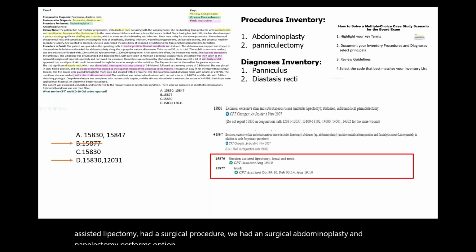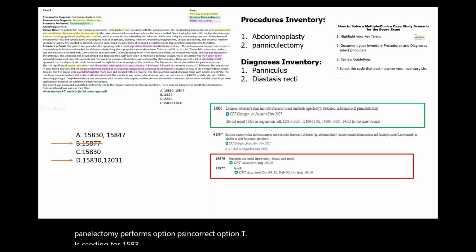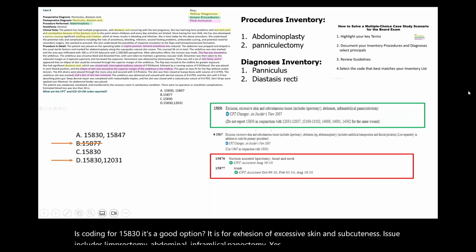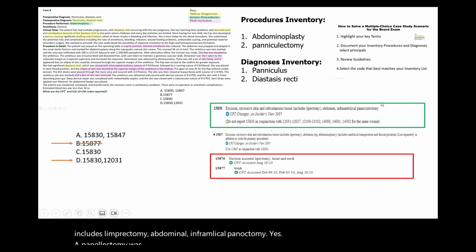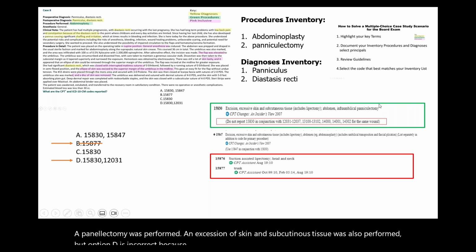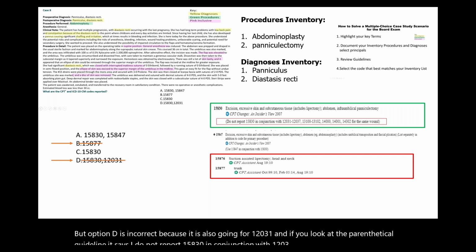Option D is coding for 15830, which is a good option. It is for excision of excessive skin and subcutaneous tissue, includes lipectomy, abdominal, infraumbilical panniculectomy. Yes, a panniculectomy was performed. An excision of skin and subcutaneous tissue was also performed, but option D is incorrect because it is also coding for 12031. And if you look at the parenthetical guideline, it says do not report 15830 in conjunction with 12031. So that is the reason why option D is incorrect.